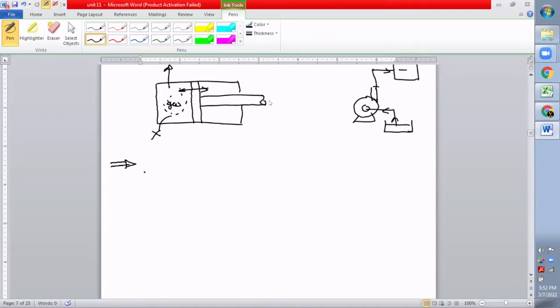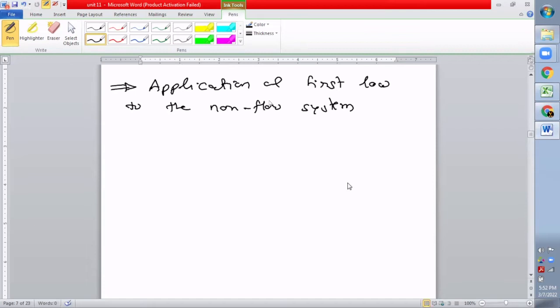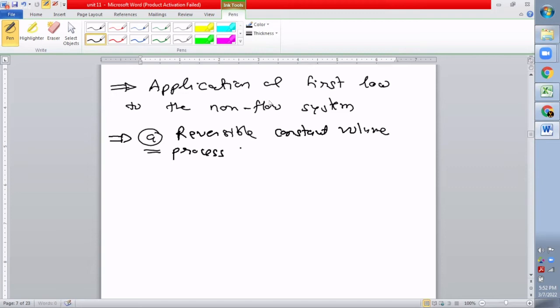Okay. So the application, write down. Application of the first law to the non-flow system. In this case, first we'll discuss the system called reversible constant volume process. Reversible constant volume process.